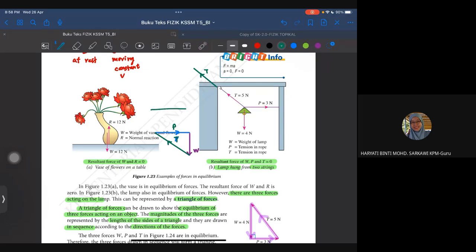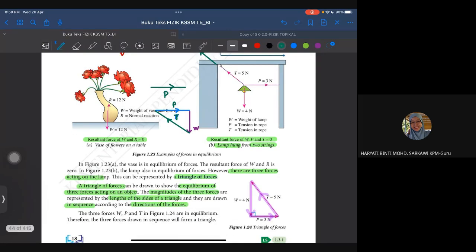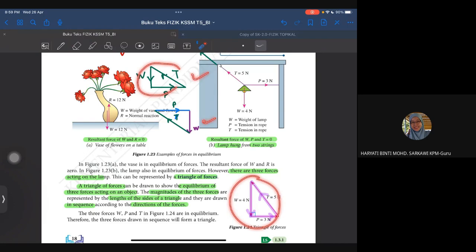P, this is P, and then continue with T, like this. And then continue with the third one, which is W, like this. All right, so this is W. So that means you will get this diagram again. Okay, so this and this are all correct.